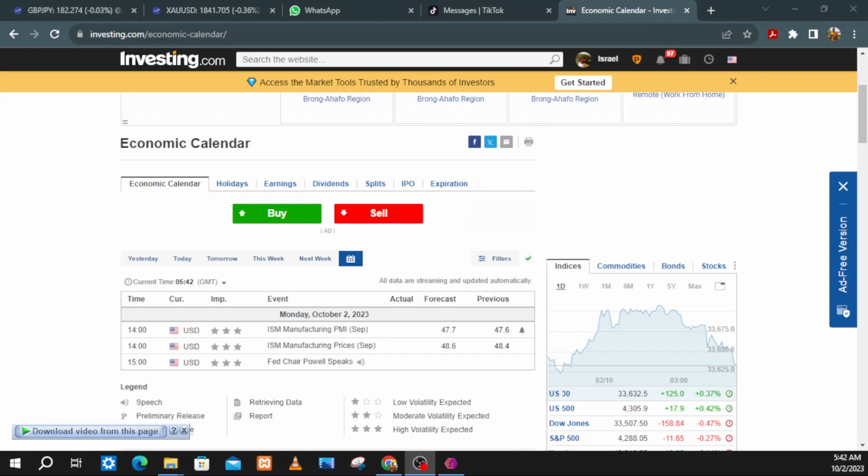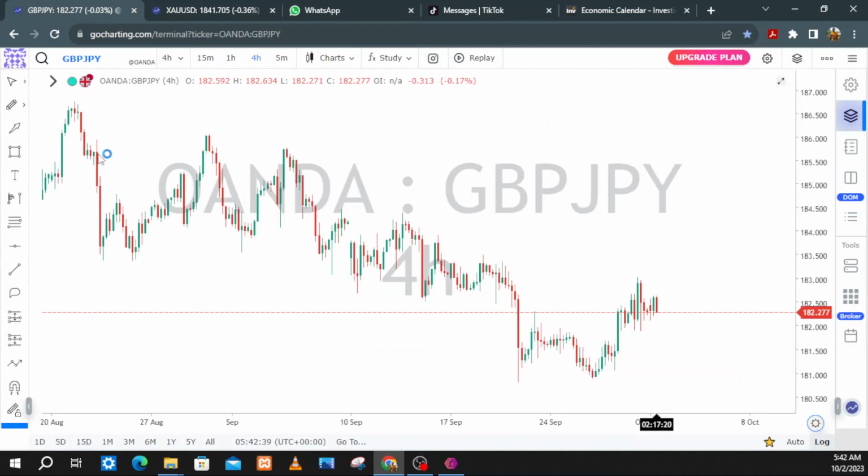So I'm just going to make a quick analysis on pound against the yen that is starting today, from the 2nd of October to the 6th of October. Alright, so let's start with our technicals.